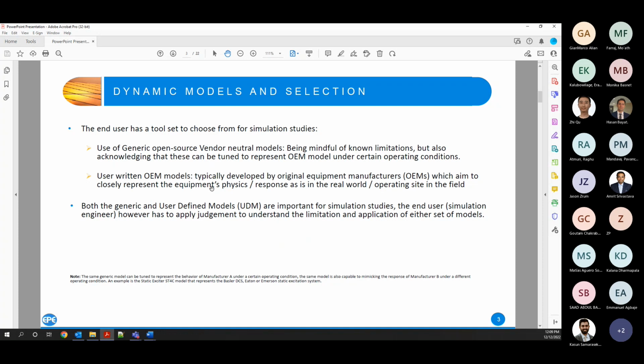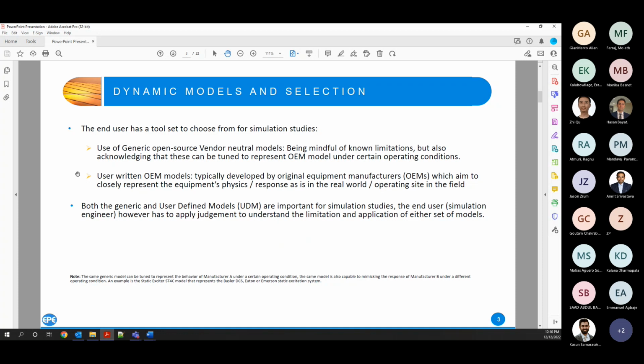Now, the reason why is very simple. We could say, okay, we can use the generic models. But can the generic models give you the trend of the response that you can get from the user-defined models? Sometimes yes, sometimes no. So naturally, the go-to option is the user-defined or user-written OEM models, which are typically developed by original equipment manufacturers that aim to closely represent the equipment's physics in the real world or in the operating set.